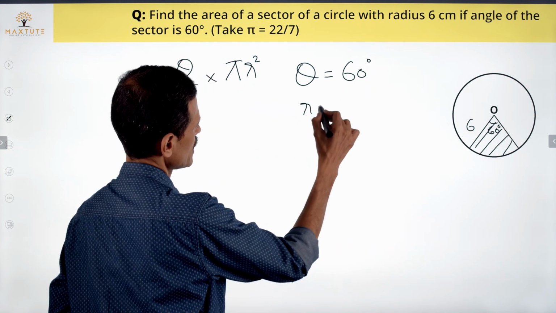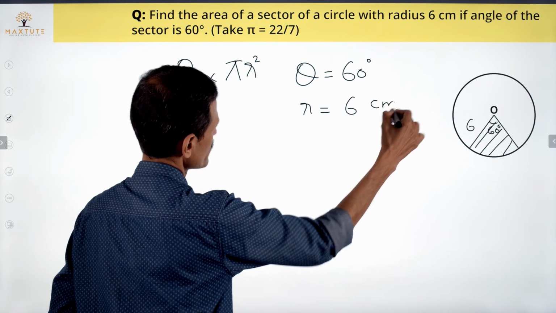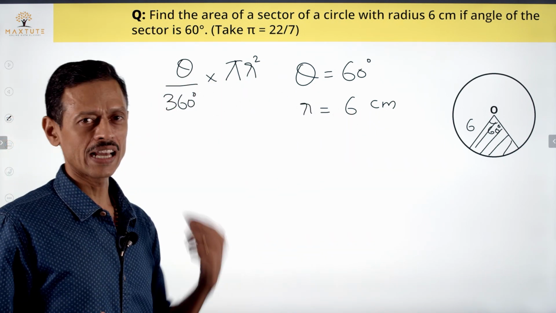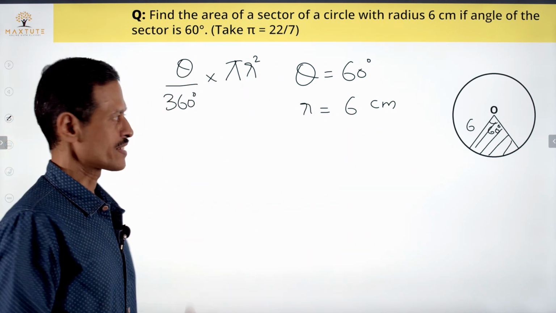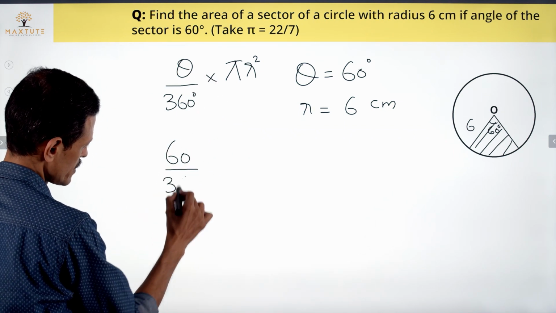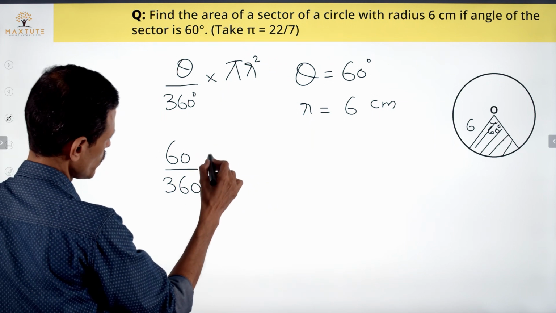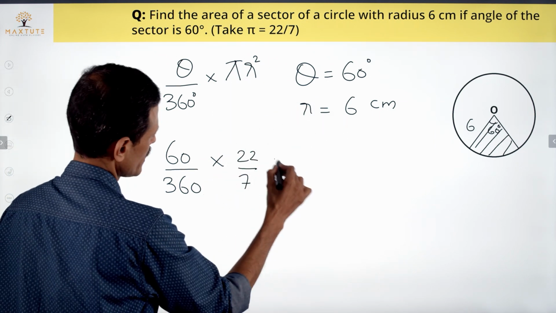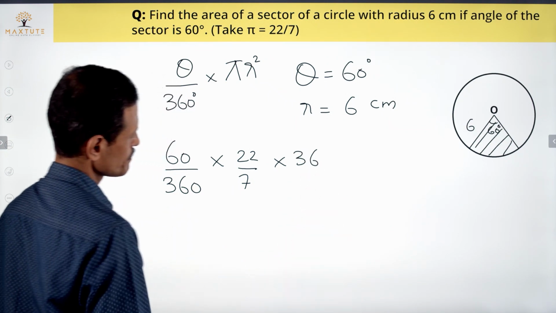The radius of the circle is equal to 6 centimeters. So the variables are theta and r, two unknowns, both of which we have numbers for. Plug it in, we have the answer. So theta by 360 will be 60 divided by 360. Take pi as 22 by 7. R square is 6 square, which is equal to 36.